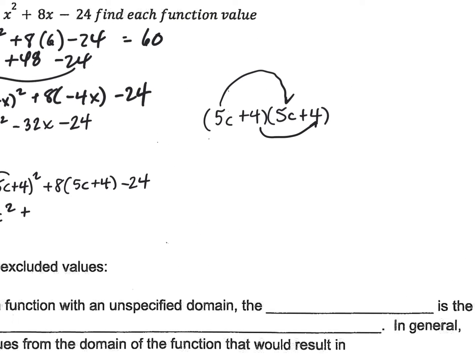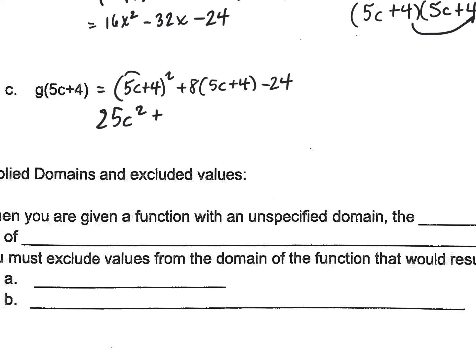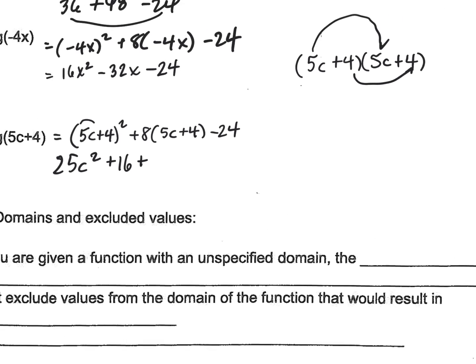last term times the last term. That's like squaring the last term, isn't it? Get the square now? 4 squared is what? And then the double. Where does the double come in?